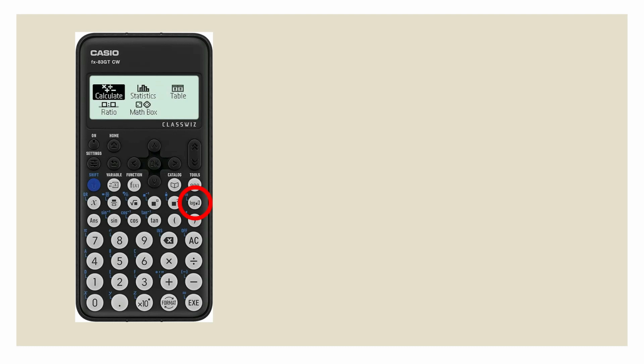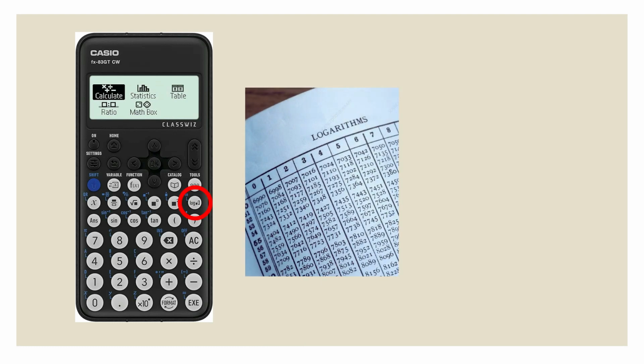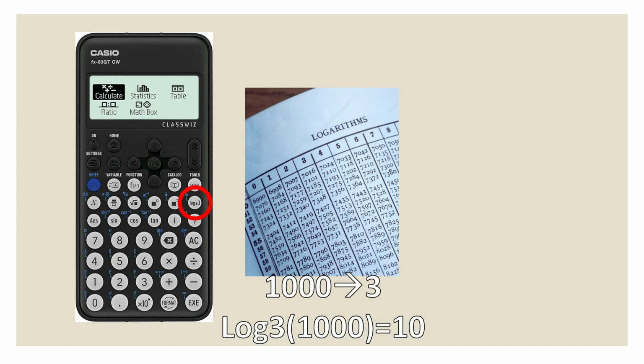Or you could also use logarithm tables. Before calculators, people used logarithm tables. These tables listed numbers and their corresponding logarithms, allowing quick lookup. For instance, you would find the number 1000 in the table and see that the base 10 logarithm is 3, because 10 to the power of 3 is 1000.